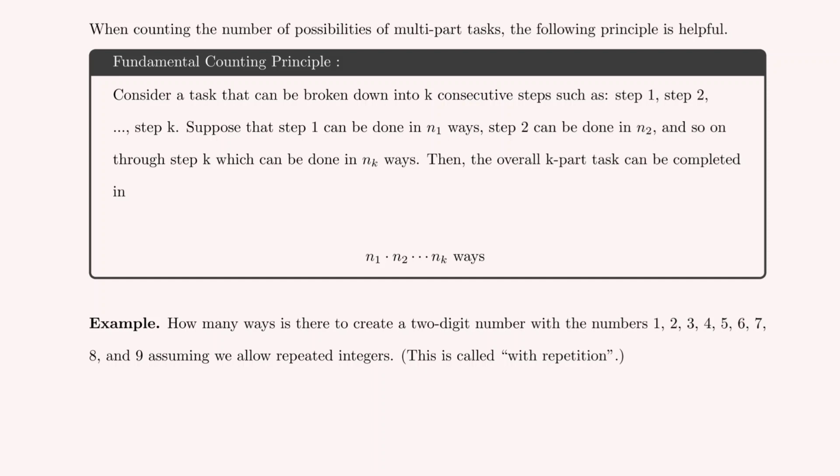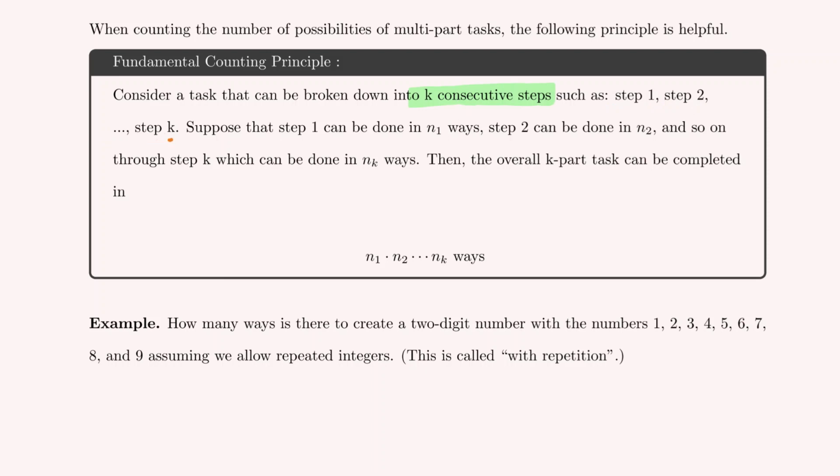So the definition begins by saying, consider a task that could be broken down into k consecutive steps. Here k is just representing any number that applies to that particular problem. And by consecutive steps, we mean we could do the first thing, then the second thing, the third thing, and so on and so forth. So in our example, we have step 1, step 2, all the way up to step k.